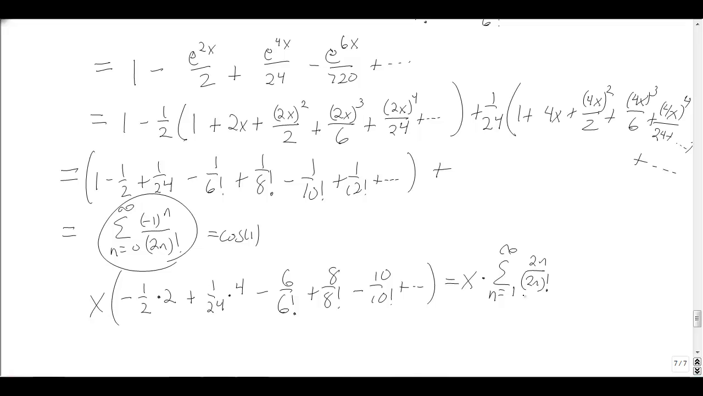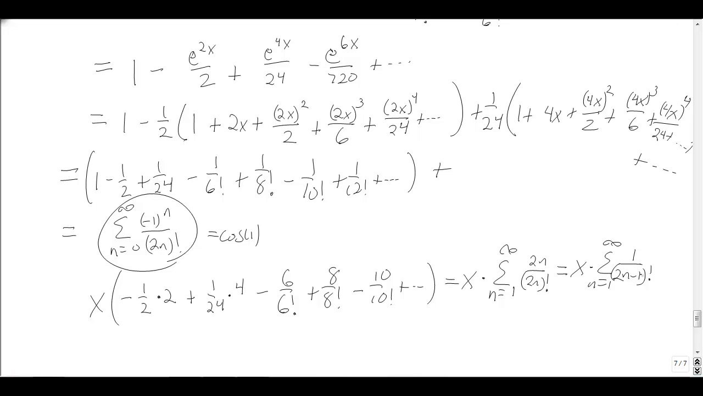So is it something we're aware of? Answer is probably it's something we're aware of, but it's sort of tricky here. I guess maybe it's not that bad. 2n over 2n factorial. Let's see if we can work this out. Maybe it is bad. That'll give me a 1 over 2n minus 1 factorial.